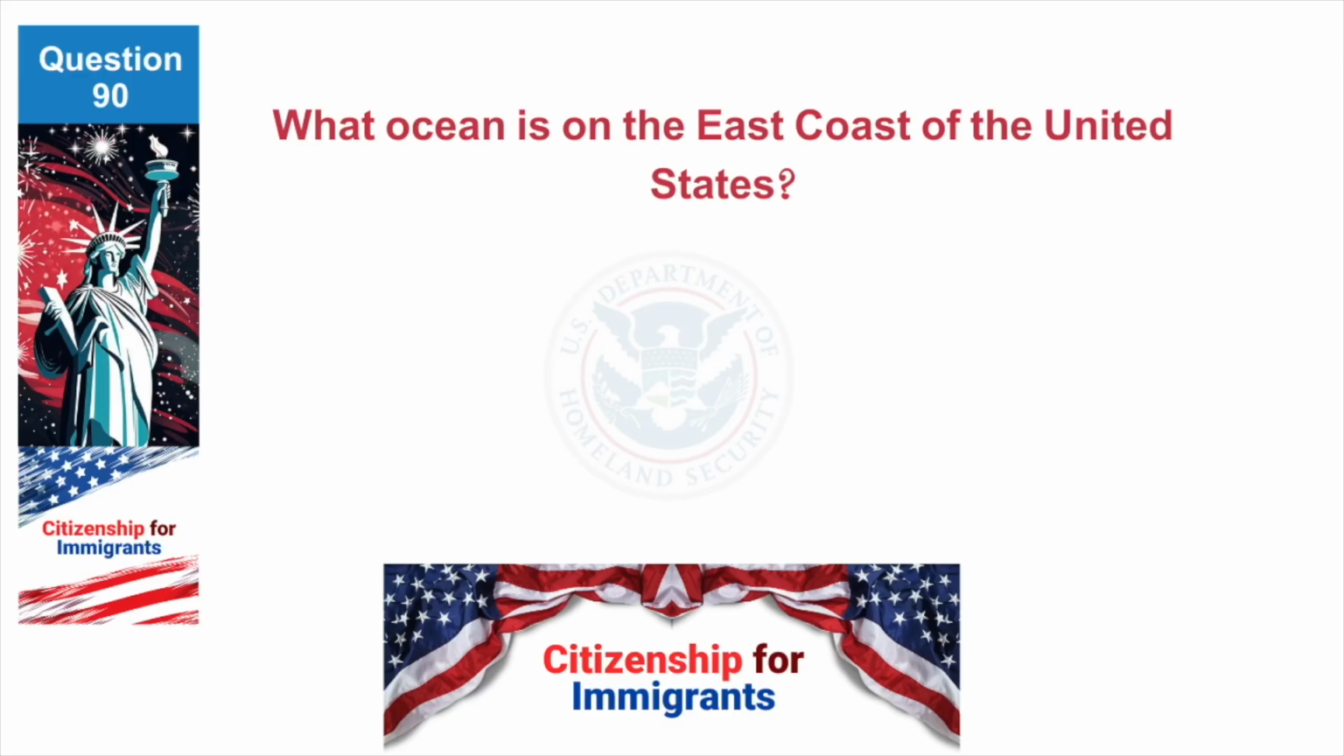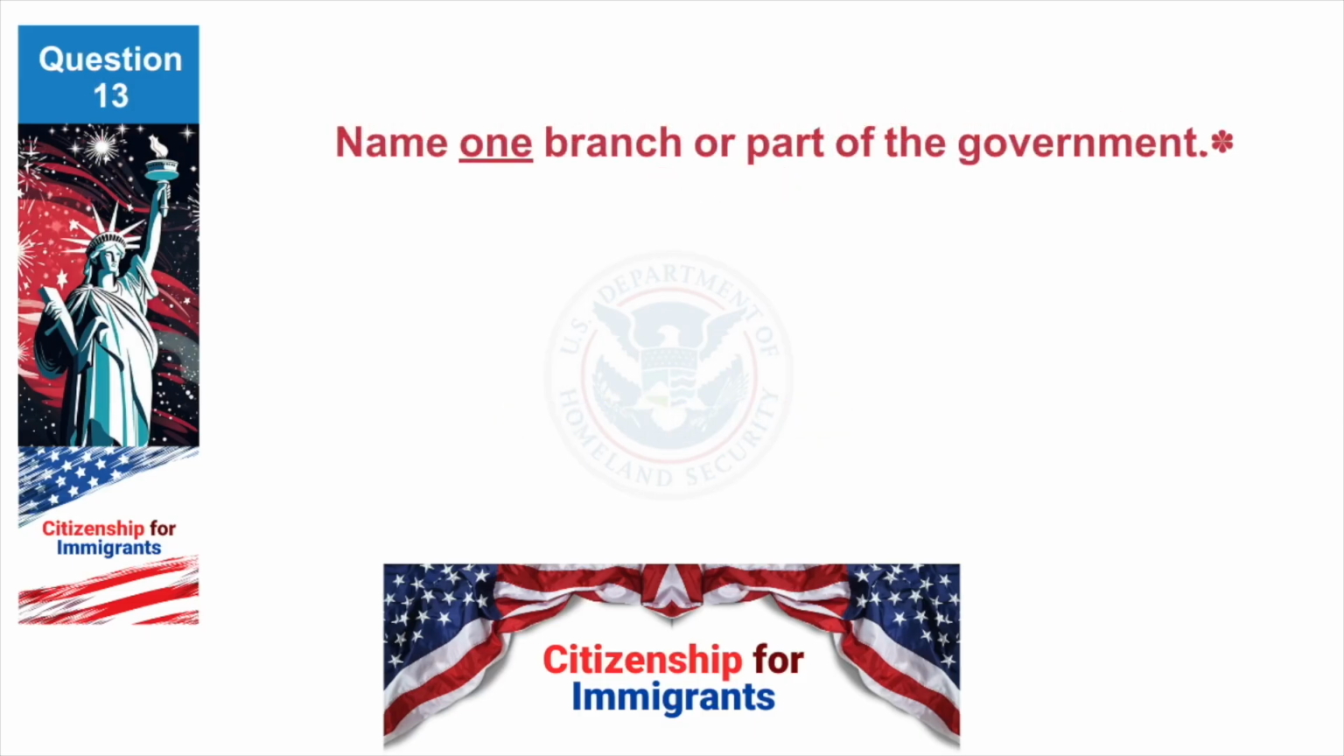What ocean is on the east coast of the United States? Atlantic Ocean. Name one branch or part of the government. Congress.